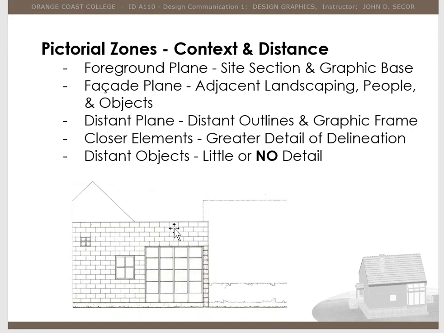And the facade plane, that's the face of this space right here. You might want to do adjacent landscaping or people and objects next to the facade, the face, just to give it a scale reference. So when you have these different planes, we're trying to give this elevation some depth and some interest. So we add features just to make it come more alive and look more realistic. So closer elements, like I said, have greater detail. Distant objects have little or no detail, but they just might fade away.